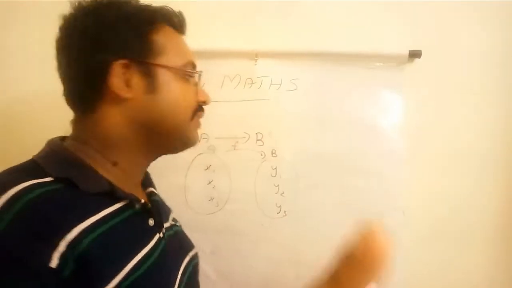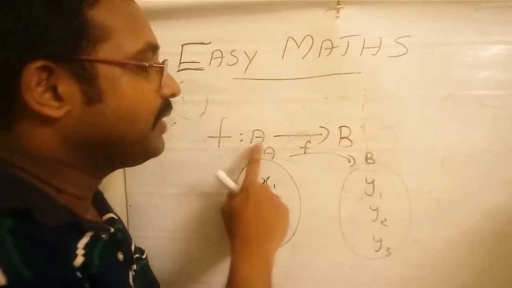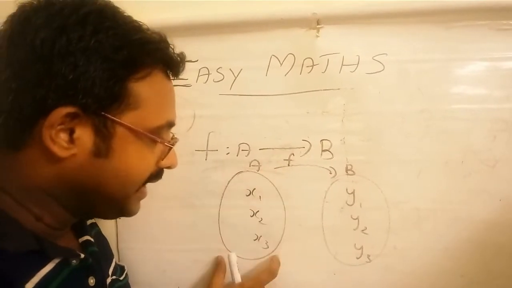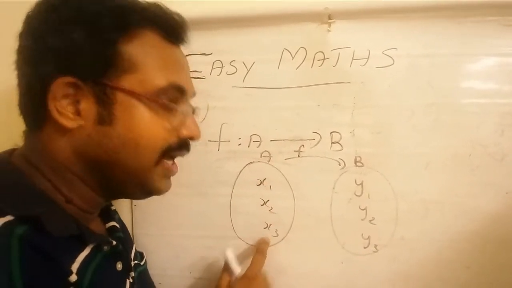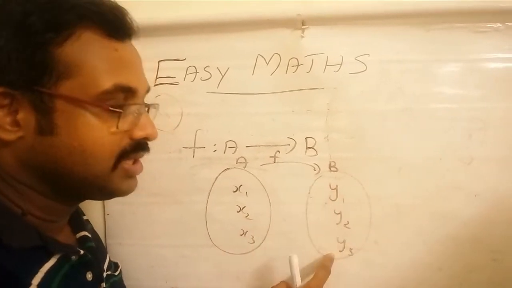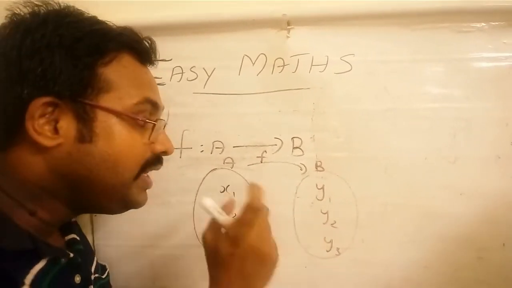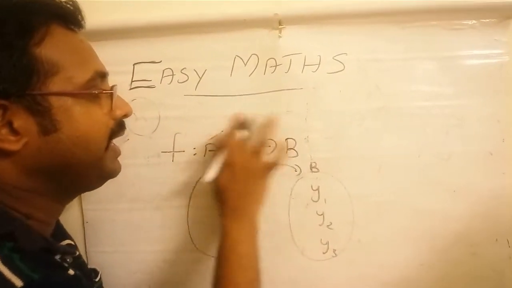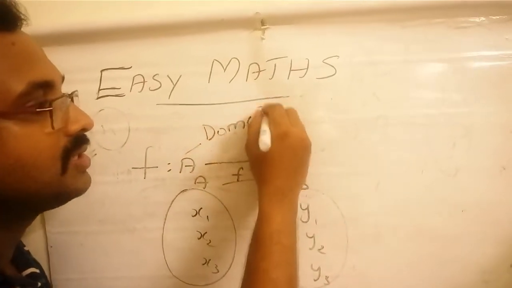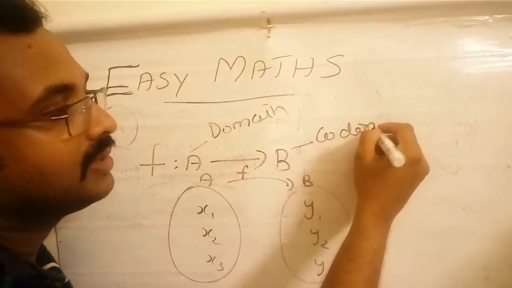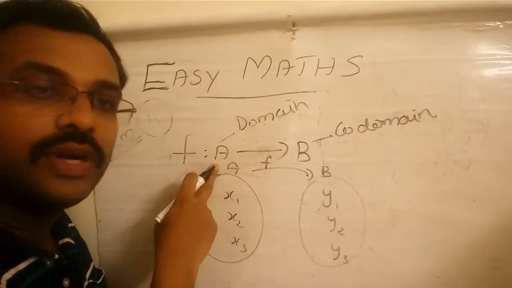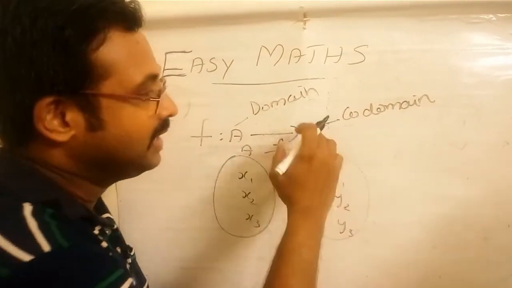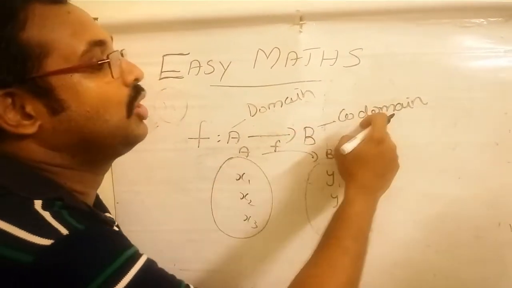The arrow diagram representation will always be like this. f from A to B is the function. A and B are two finite sets. A contains three elements x1, x2, x3, and B contains three elements y1, y2, y3. How do we define a function? A is called the domain of the function, and B is called the codomain. The set from which we are defining a function is called the domain of the function. The set to which we are defining is called the codomain of the function.